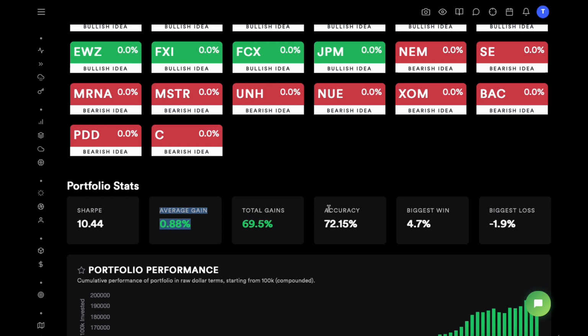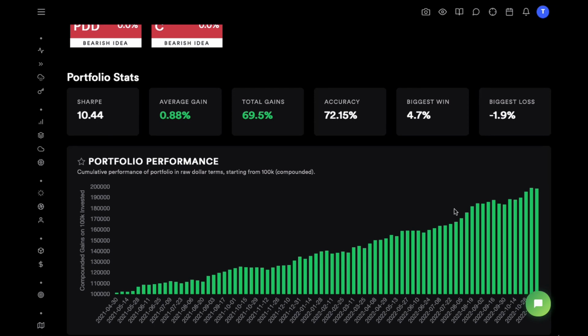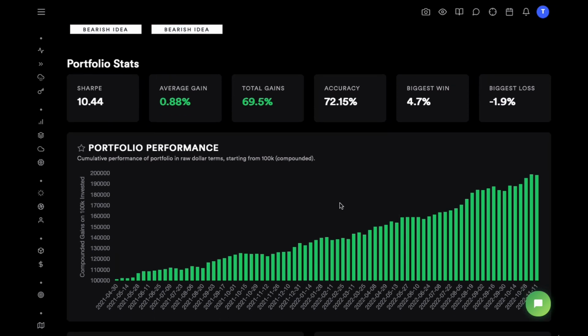The accuracy is 72.15, which is again pretty high. The biggest win, the biggest week, was 5%, and this is all shares. We are not talking about options contracts right now. And the biggest drawdown was about a 2% loss in a week. All right, that hopefully should be useful.